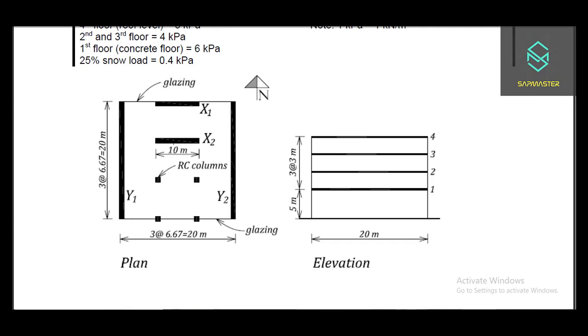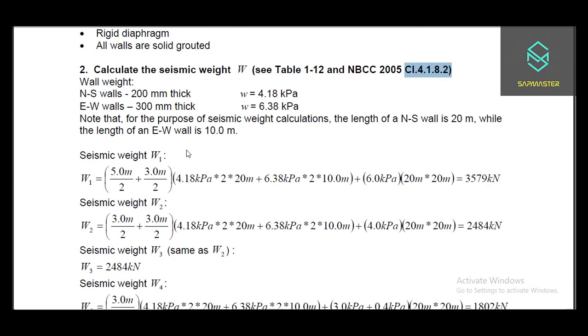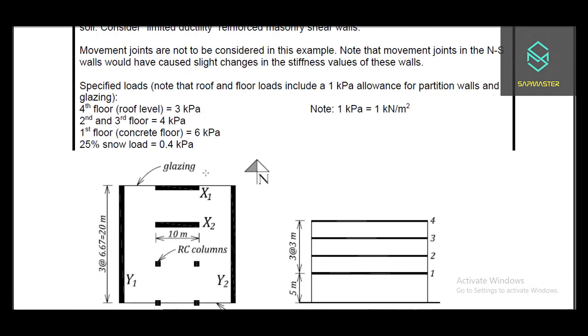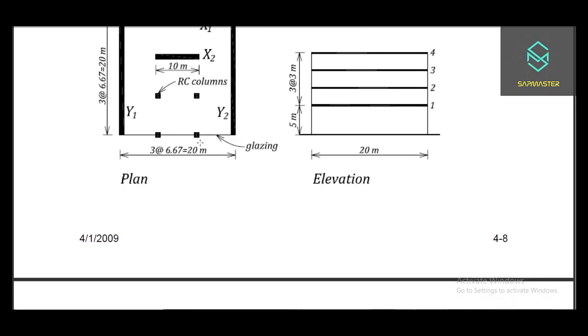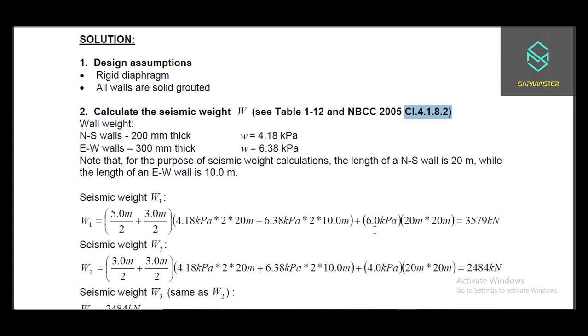3.38 is the weight of each, and then we have two of them, so we are multiplying them by 10 to consider the length of that. And then we will have the loadings here. So on the first floor we have a 6 kilopascal loading, right? 6 kilopascal is kilonewton per square meter, so we have to multiply it by meter to have a kilonewton, and if you calculate it, you will reach this number.